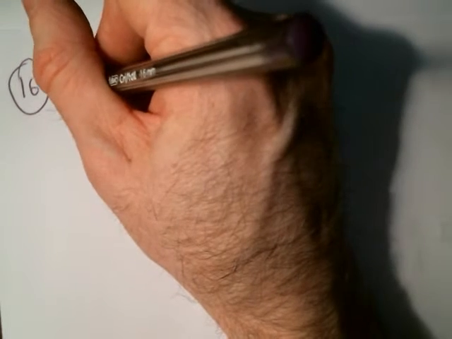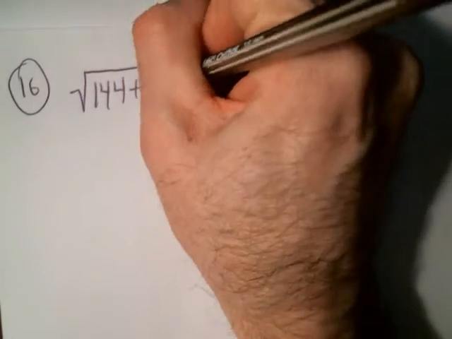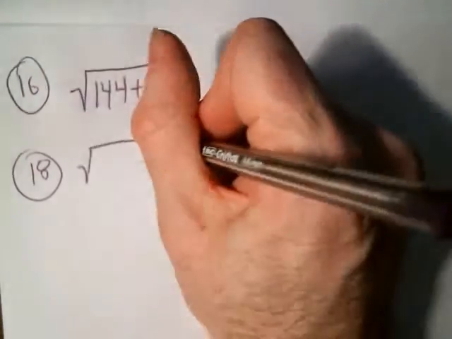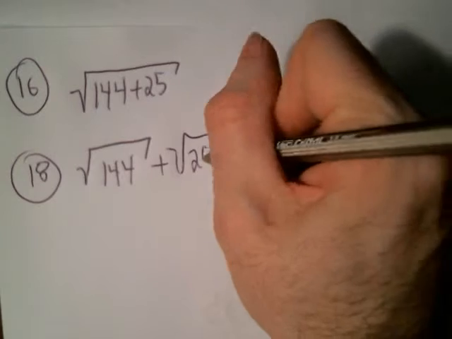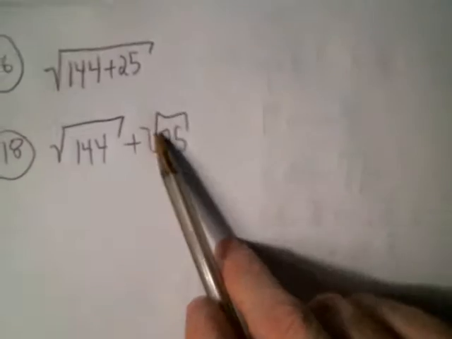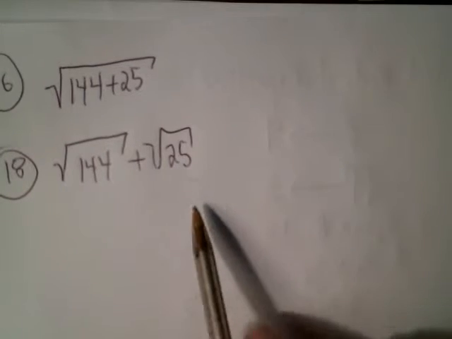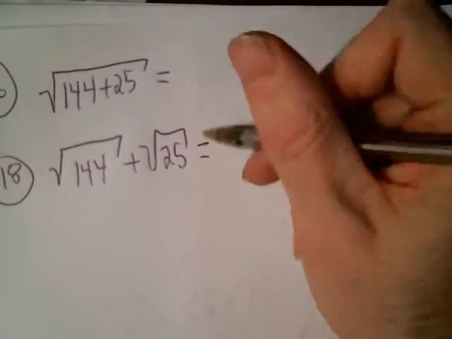16, we have this guy, the square root of 144 plus 25. And then in number 18, they want you to compare and contrast this to 144 plus the square root of 25. Okay. And why do I care? Well, it turns out these things are not the same. A lot of students will fall into the trap of thinking that they are, but they're not. So you have to be careful in these cases.